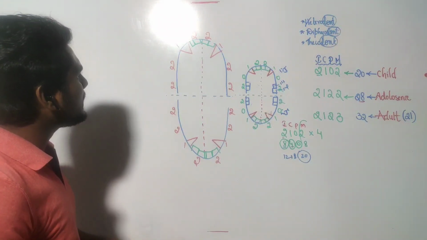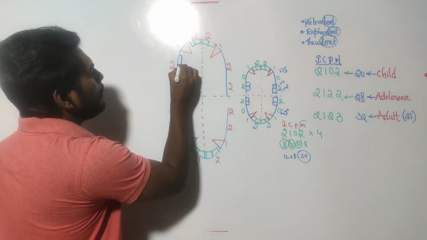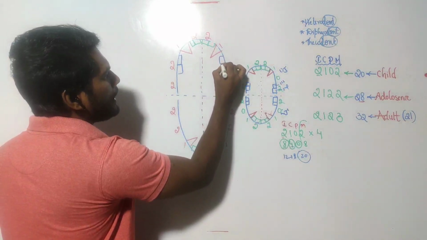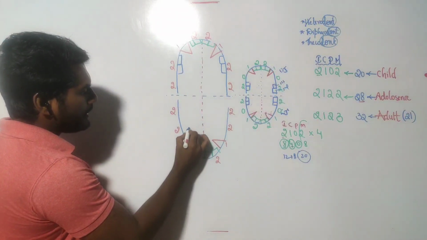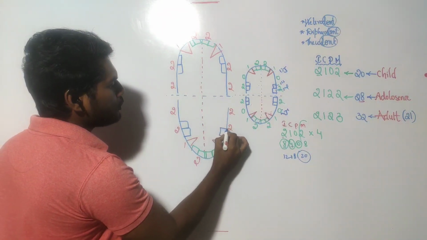How many premolars are present? 2 premolars in this. 1, 2. And here also 1, 2. And here also 1, 2. 2 premolars and 2 premolars.